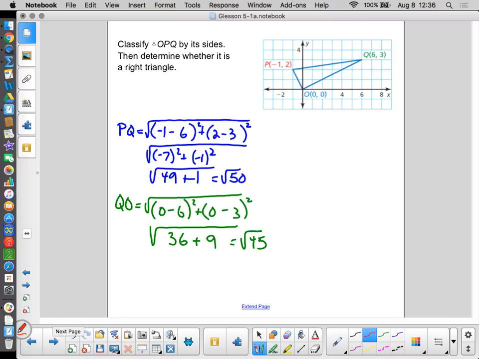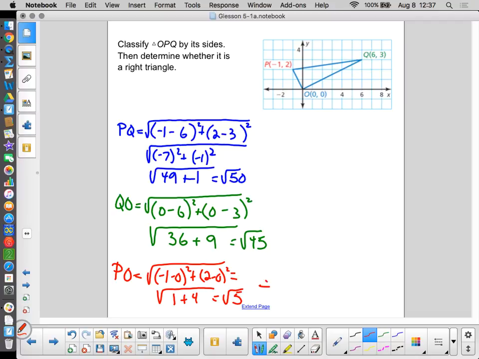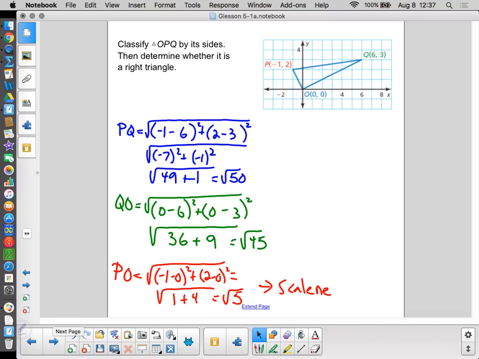I'm pretty sure PO here is going to not be congruent as well, but we should prove it. So -1 minus 0 squared plus 2 minus 0 squared. That's the square root of 1 plus 4, or square root of 5. All right. So no sides congruent. That makes it scalene. We've proven that. 3 distance formulas.